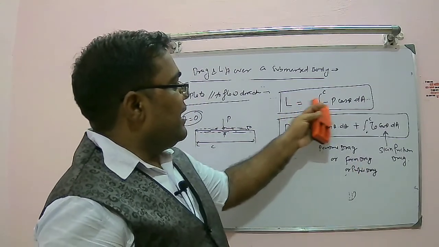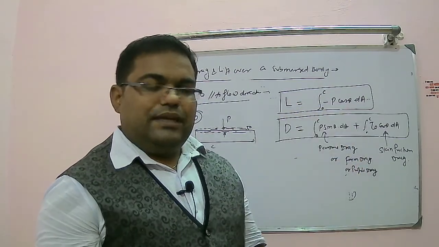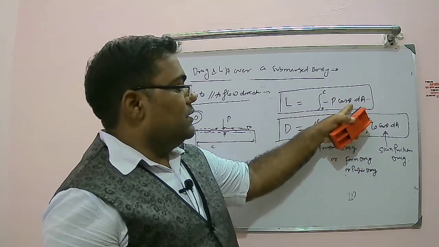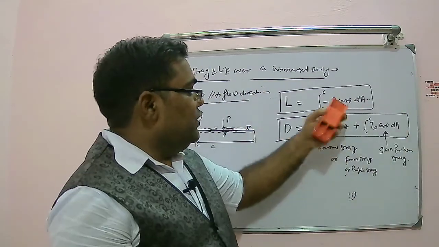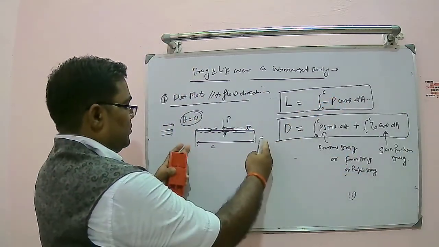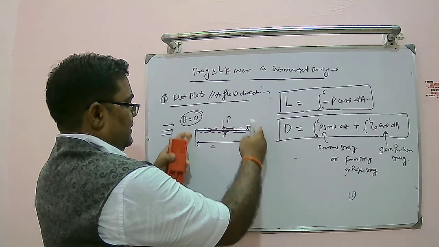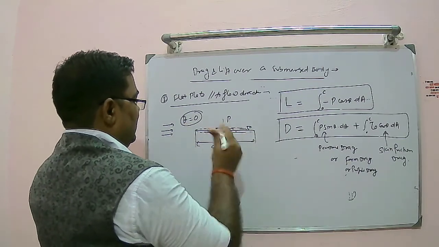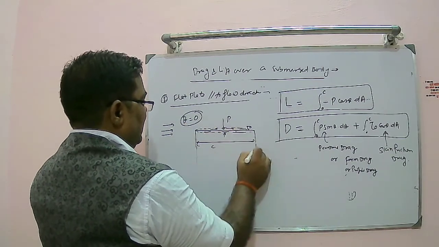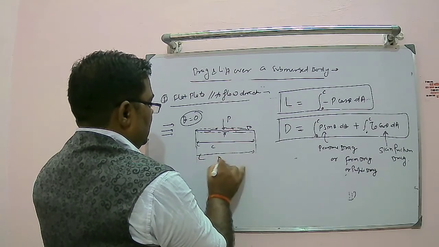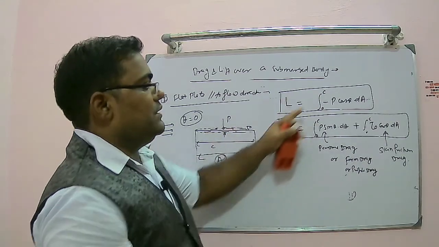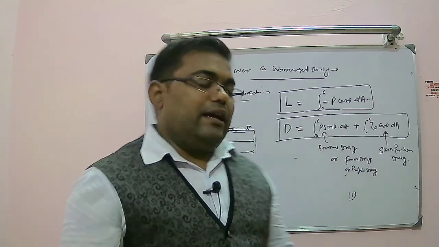Lift will be entirely due to the pressure, right? Simply cos 0, that is 1. So P into area. The area is basically this total area that you are going to consider. If I say this is dA, this is the total area that you are going to use to find the lift. So lift is simply minus P into A, and you can find it out.